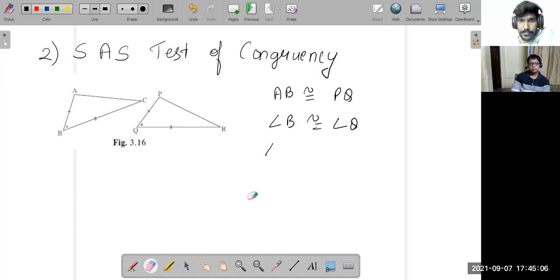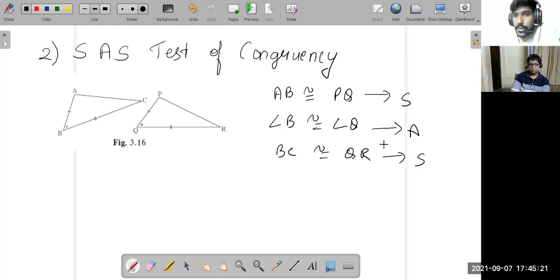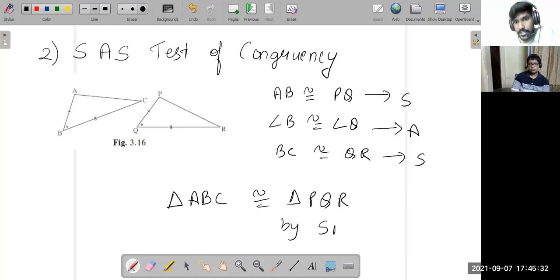And then the side BC should be congruent to QR. So first you proved a side, then you proved an angle, and then you proved the side are congruent to each other. So finally, you can say that triangle ABC is congruent to triangle PQR by side angle side, SAS test. Now note one thing, that this angle that you're proving congruent should be between those two congruent sides. Then only you can say it is SAS test.